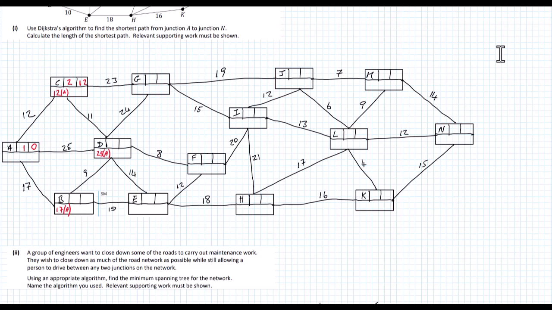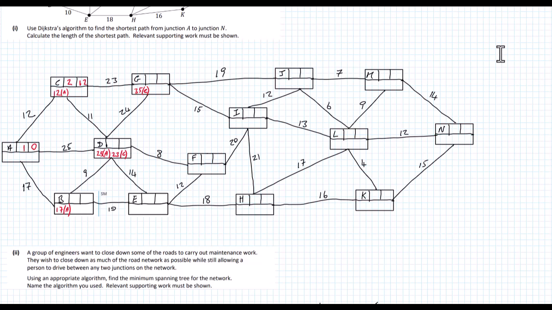So let's go from C. So what I'm going to do is go out this direction first, and we can see that if we add 12 to 23, we'll get 35. That comes from C. We can come down along here to D. So we've got 12 plus 11. So that's 23. That's lower than 25. So I'm going to put that in here. 23. And that comes from C. And that's it really.